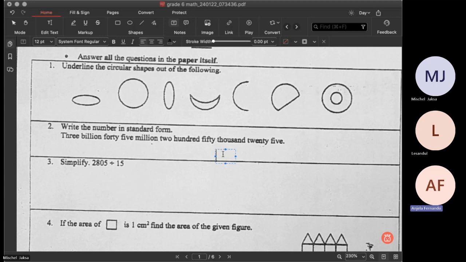I can see the screen. Okay, Lesandu, what about you?